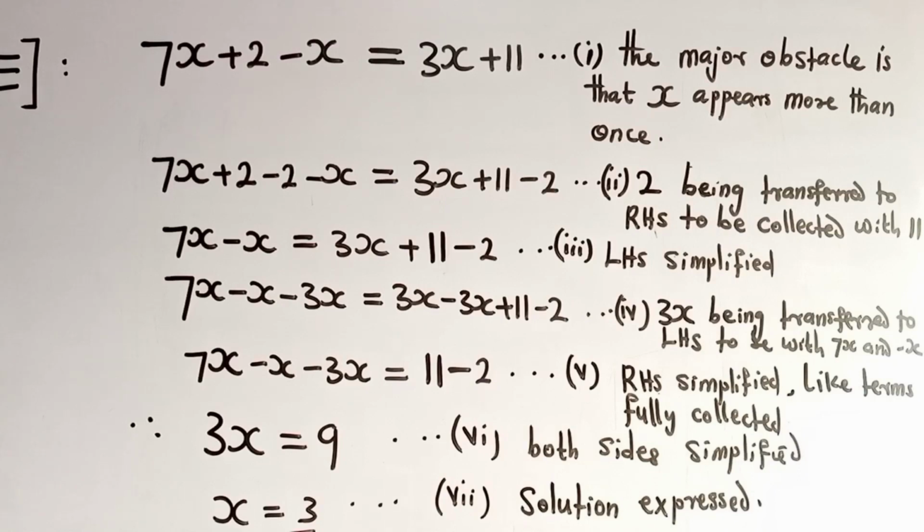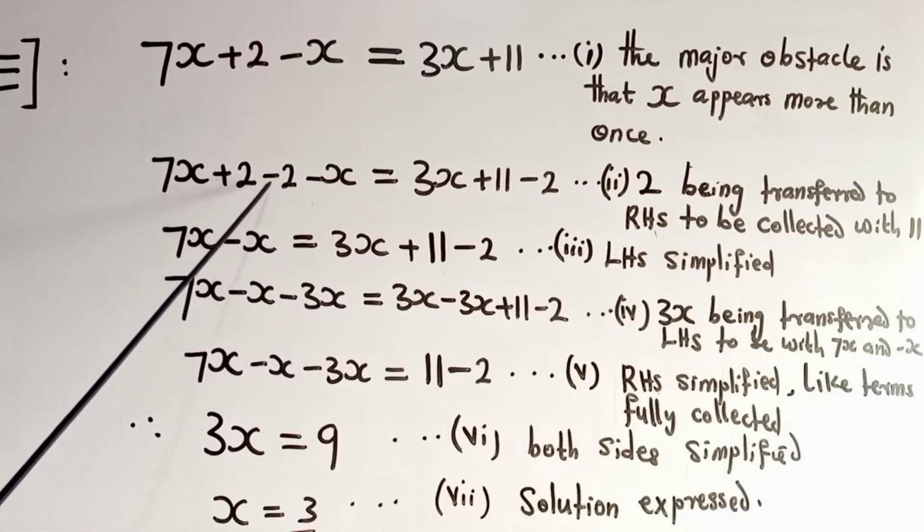Now we make progress. Can this left-hand side be simplified? Surely. When plus 2 minus 2 becomes 0, 7x plus 0 minus x will surely give us 7x minus x, because whenever 0 is added to something, that thing remains the same. And that will now give us 3x plus 11 minus 2.